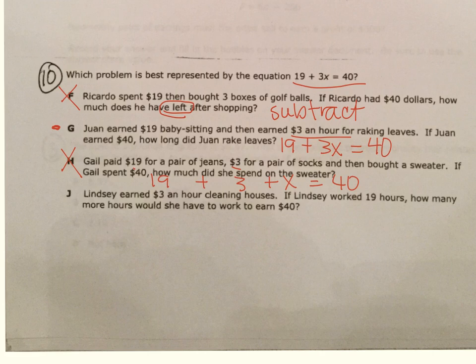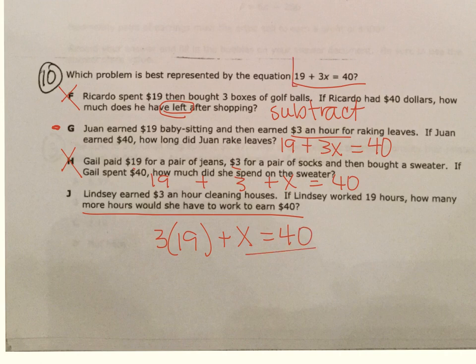Lindsay earned $3 an hour cleaning houses. Okay, if Lindsay worked 19 hours, how many more hours would she have to work to earn the 40? So that tells me that she is earning $3 per hour for 19 hours. So that's going to be 3 times 19 plus an additional amount to equal 40. This is not the same equation that we have here. So J is not the answer. Therefore, G is the correct answer.